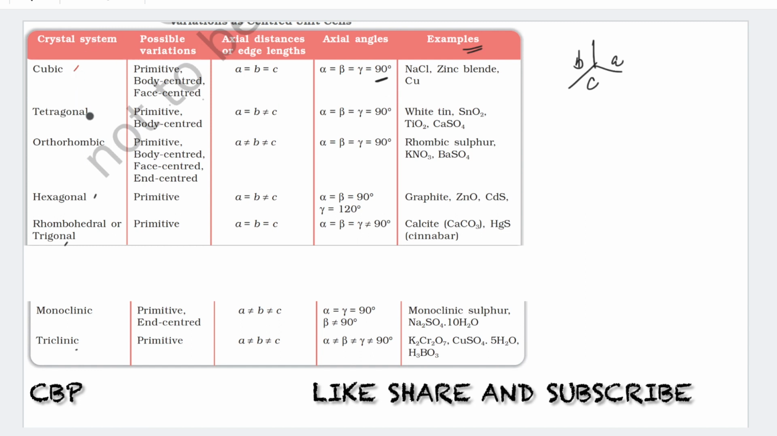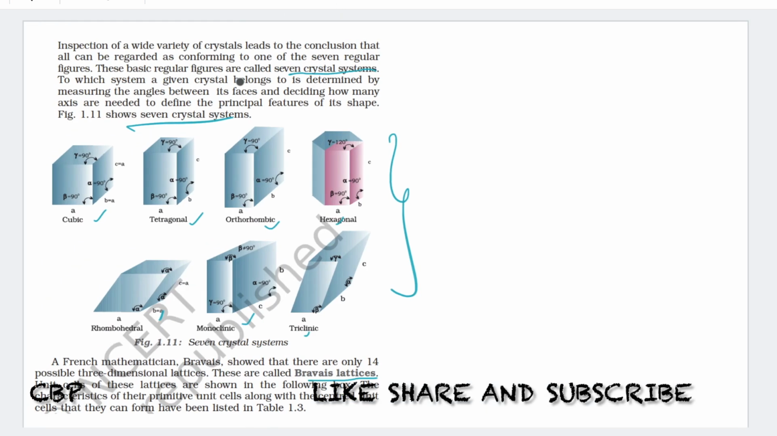Now next one is tetragonal. In this, the possible variations are primitive form and body centered form. In this, A equals B, means two edge lengths are the same, A equals B and B is not equal to C, like this one.